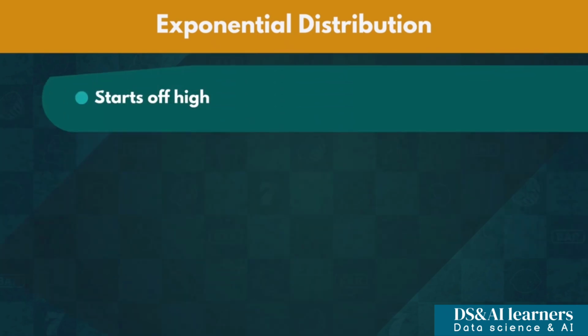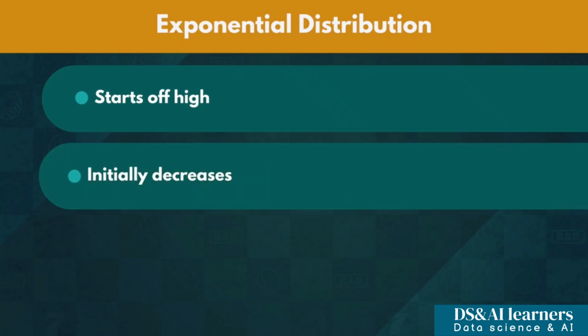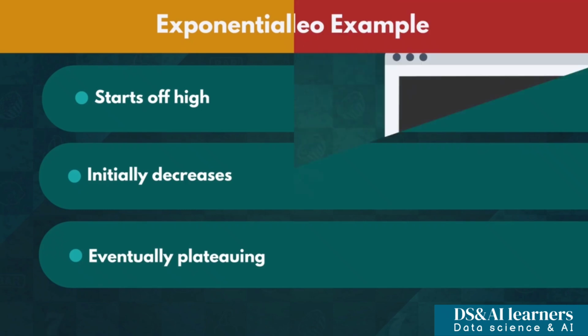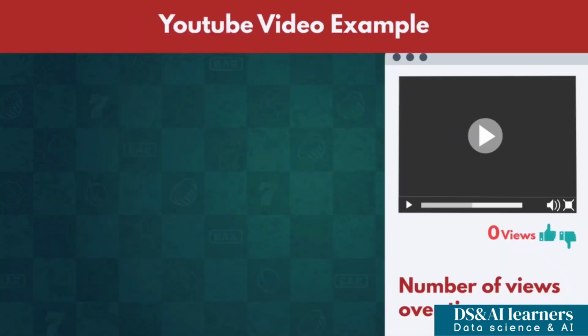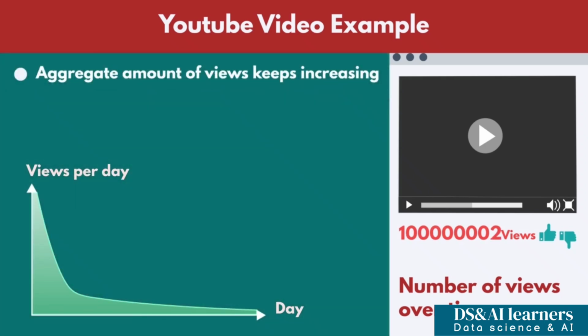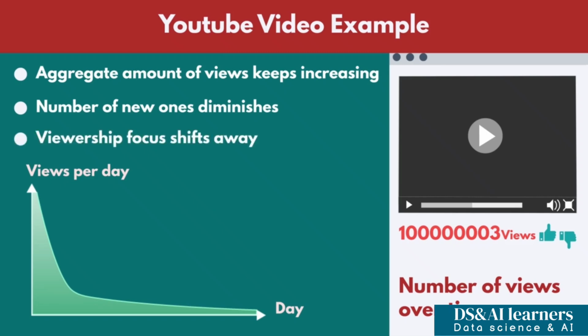All right. Variables which most closely follow an exponential distribution are ones with a probability that initially decreases before eventually plateauing. One such example is the number of views for a YouTube vlog. There is a great interest upon release, so it starts off with many views in the first day or two. After most subscribers have had the chance to see the video, the view counter slows down. Even though the aggregate amount of views keeps increasing, the number of new ones diminishes daily. As time goes on, the video either becomes outdated or the author produces new content, so viewership focus shifts away.